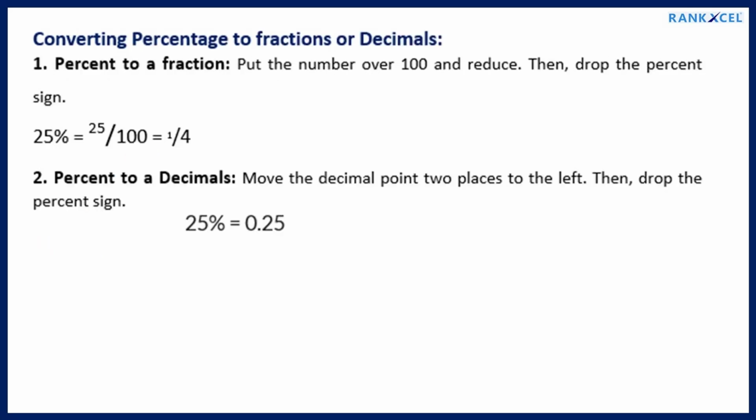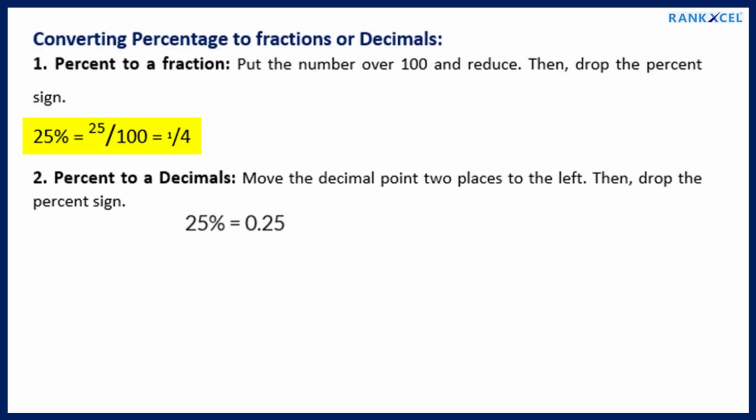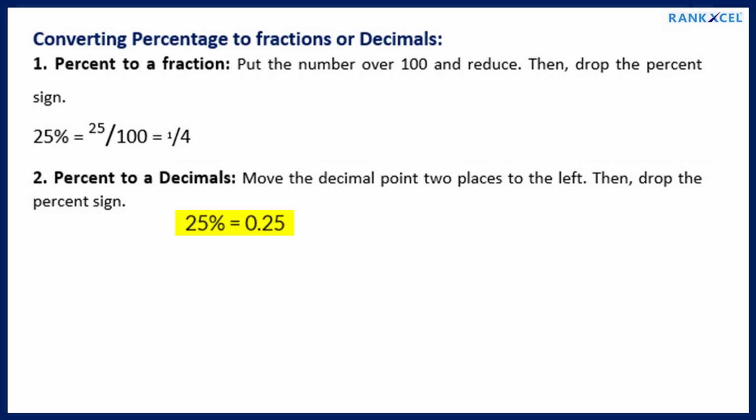Converting percentage to fractions or decimals. Percent to a fraction: put the number over 100 and reduce, then drop the percent sign. 25% equals 25 by 100 equals 1 by 4. Percent to a decimal: move the decimal point 2 places to the left, then drop the percent sign. 25% equals 0.25.